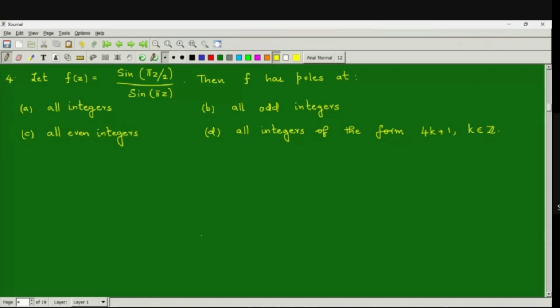Okay, so this is a tricky question, but very simple. What is given? f(z) is sin(πz/2) by sin(πz). Then f has a pole at... Think a little bit, then answer. B and D. Okay. Shall I explain or does anyone need time to think?